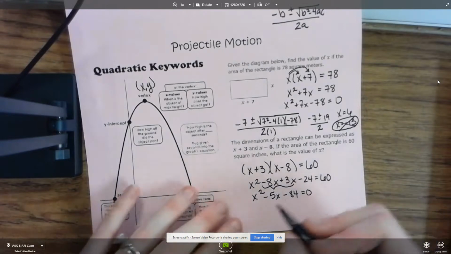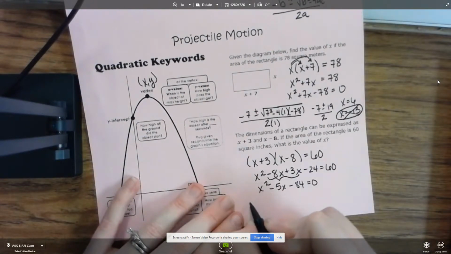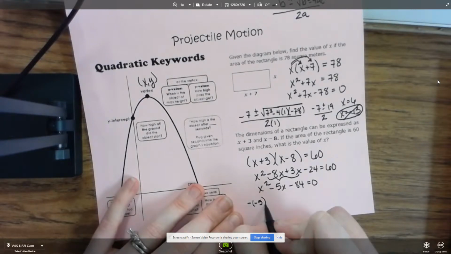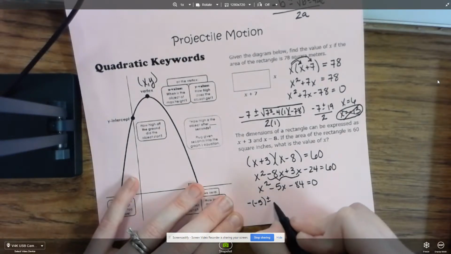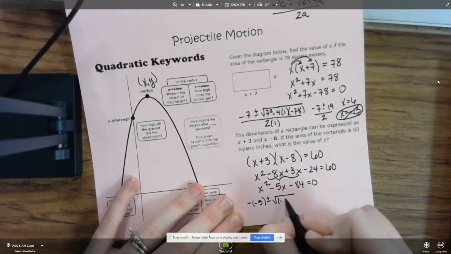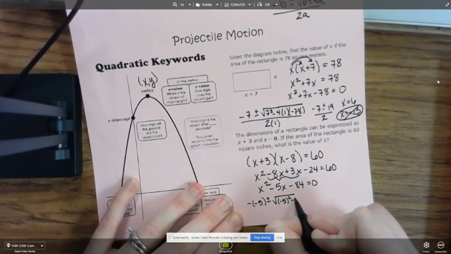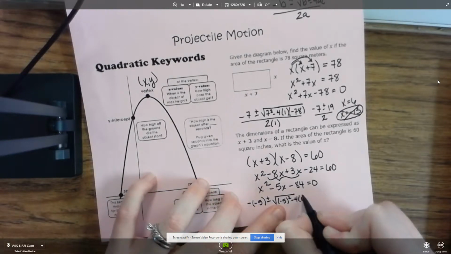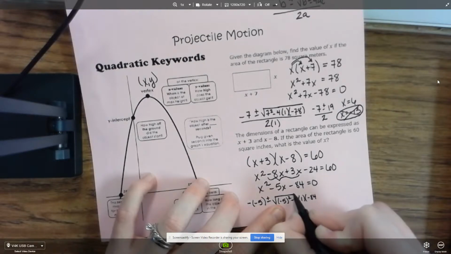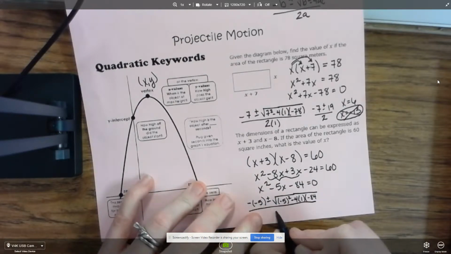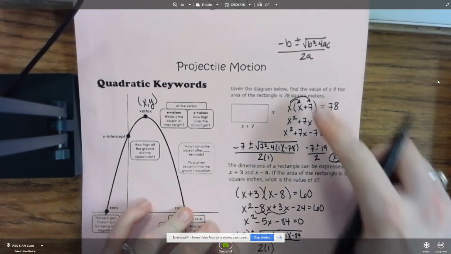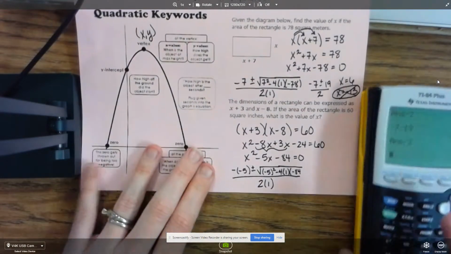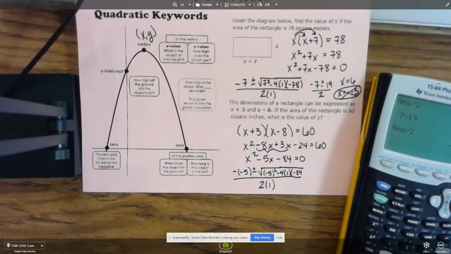So now to solve it, we do negative b, so negative 5 plus or minus the square root of b squared minus 4 times a times c, and all of that is divided by 2 times a. So again, that's the quadratic formula. So I'm going to do just what's underneath here.